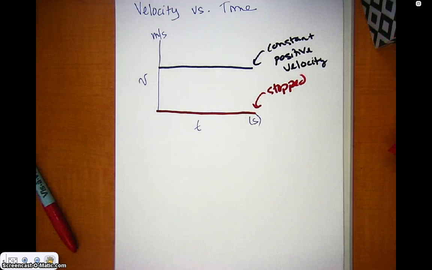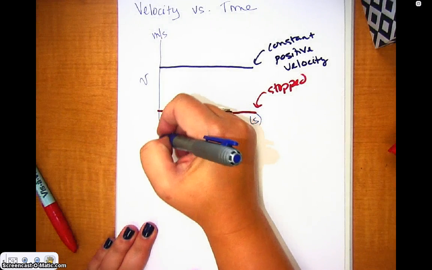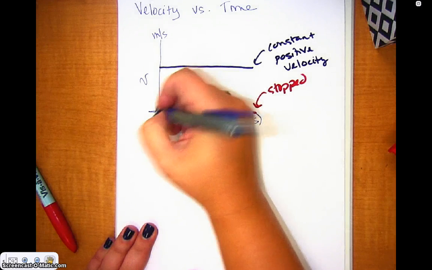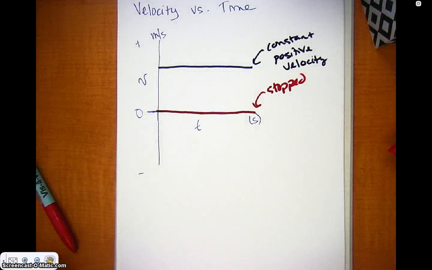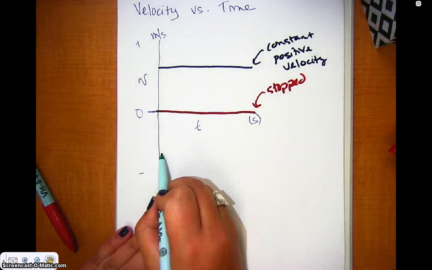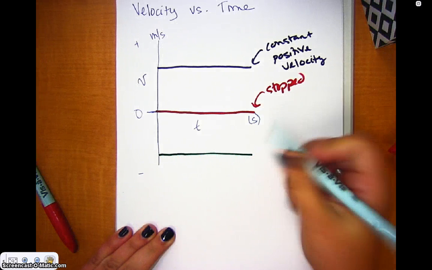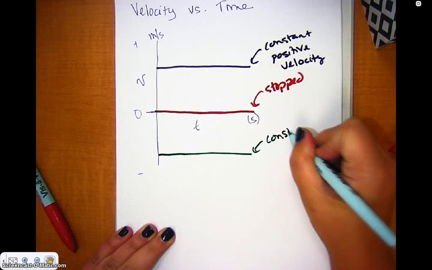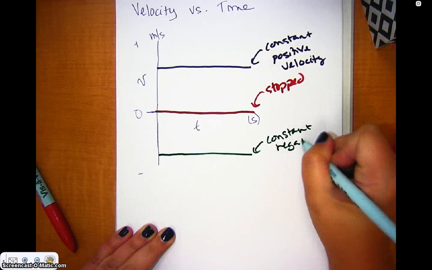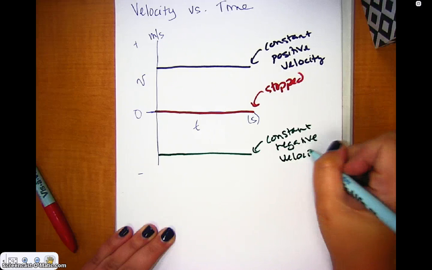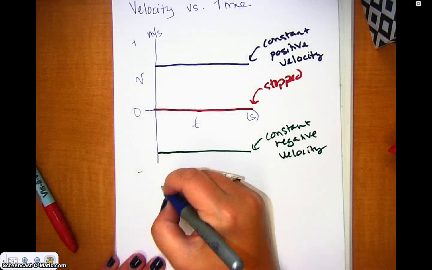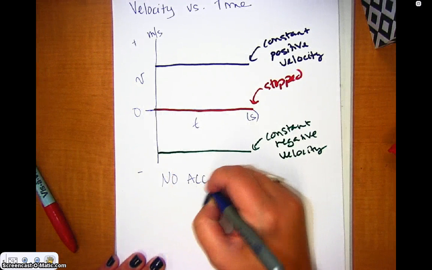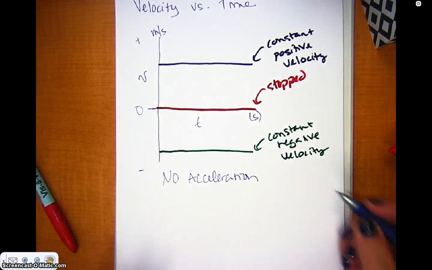Now, if we wanted to plot one moving backwards or going in the negative direction, then we'll have to extend our graph a little bit here. So this is where 0 is, and we'd have plus here and minus here. And so down here on the bottom, we would have some negative but constant velocity. So this is a constant negative velocity. And in none of these cases do we have an acceleration. So there is no acceleration in any of these graphs here.